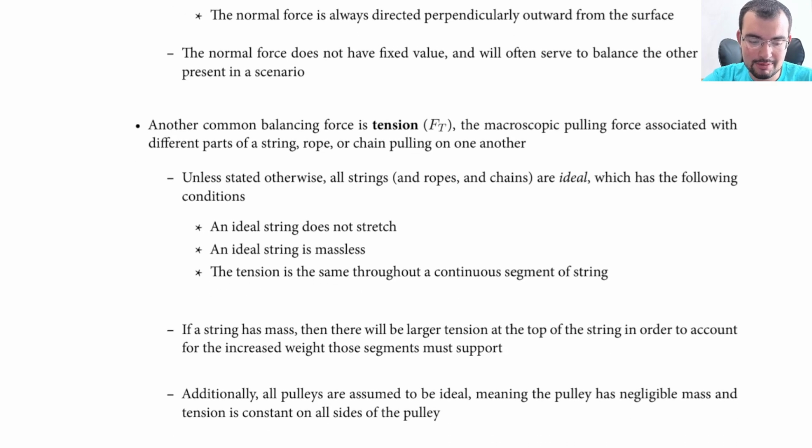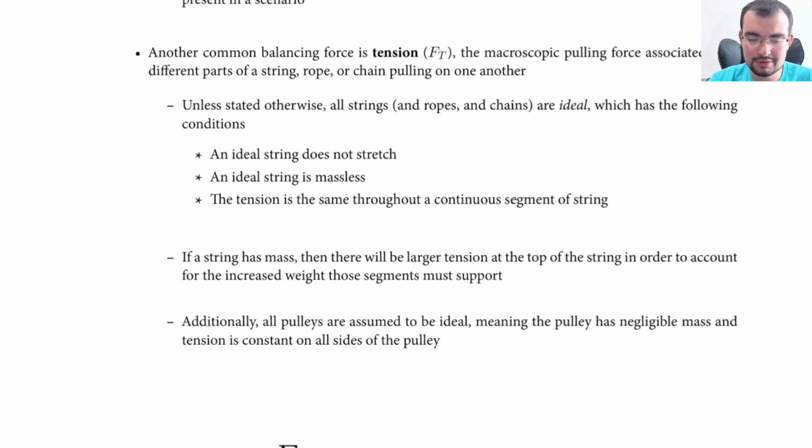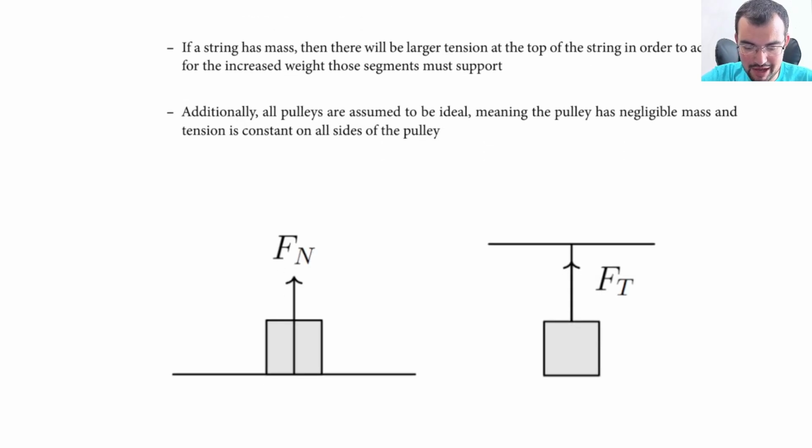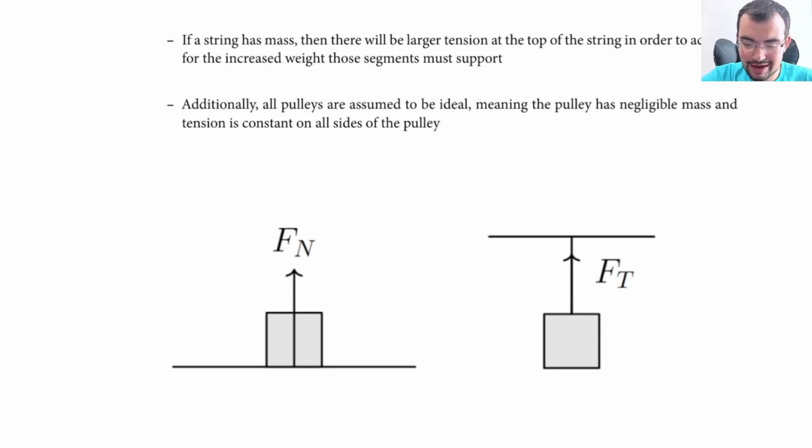And then another common balancing force would be tension, which is whenever an object is hanging from a rope or a chain. And we'll usually assume that our ropes and chains are ideal, meaning we pretend that they don't have any mass so that we can say there's uniform tension throughout. Now, if they do have mass, there will be more tension higher up because the rope will have to also pull up all of the rope below it.